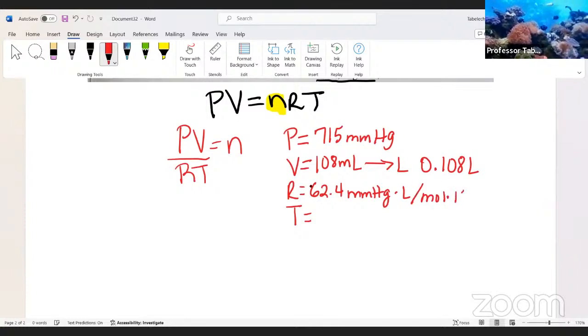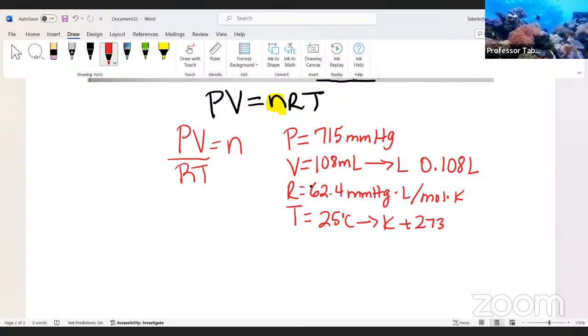Moles dot Kelvin. And then your temperature was 25 degrees Celsius, that you have to convert to a Kelvin by adding 273 to that number. And when you do that, you will end up with 298 Kelvin.